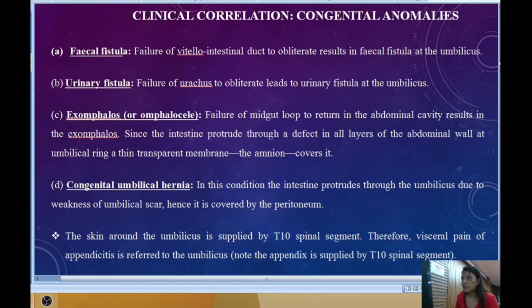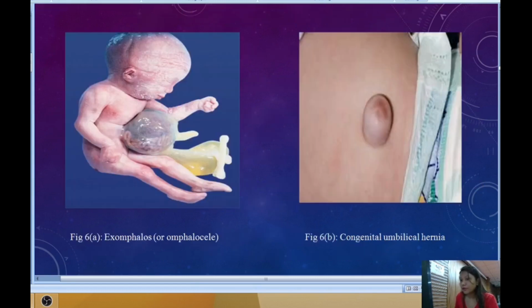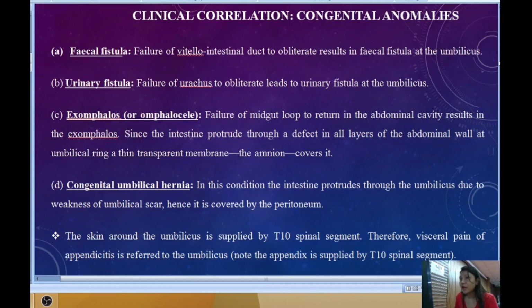So, clinical correlation: we have congenital anomalies in the umbilicus. Number 1 is fecal fistula. Failure of the vitelo-intestinal duct to obliterate results in fecal fistula. What will happen in fecal fistula? Okay, I don't have the diagram here. In fecal fistula, from the umbilicus, feces will come out. Okay, stool will come out. If there is a fistula connecting the vitelo-intestinal duct to the umbilicus, then the feces or the stool will come out through the umbilicus.